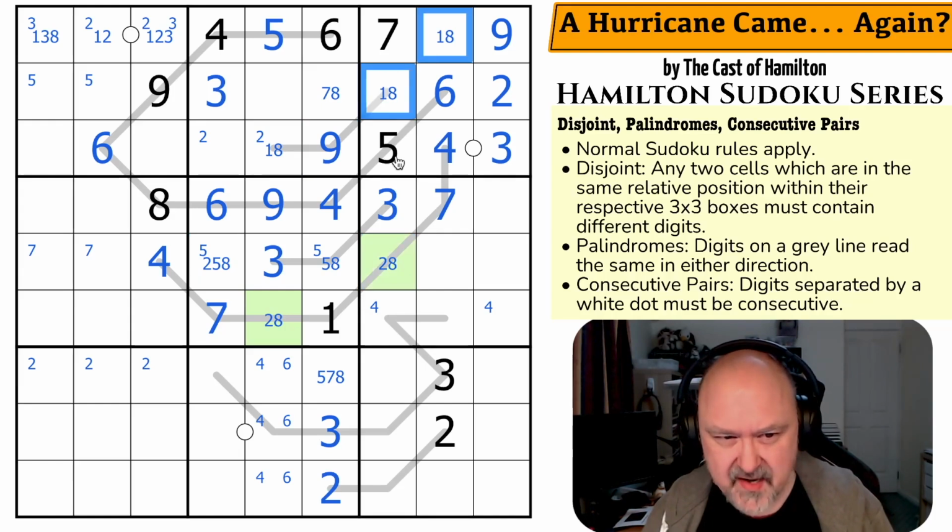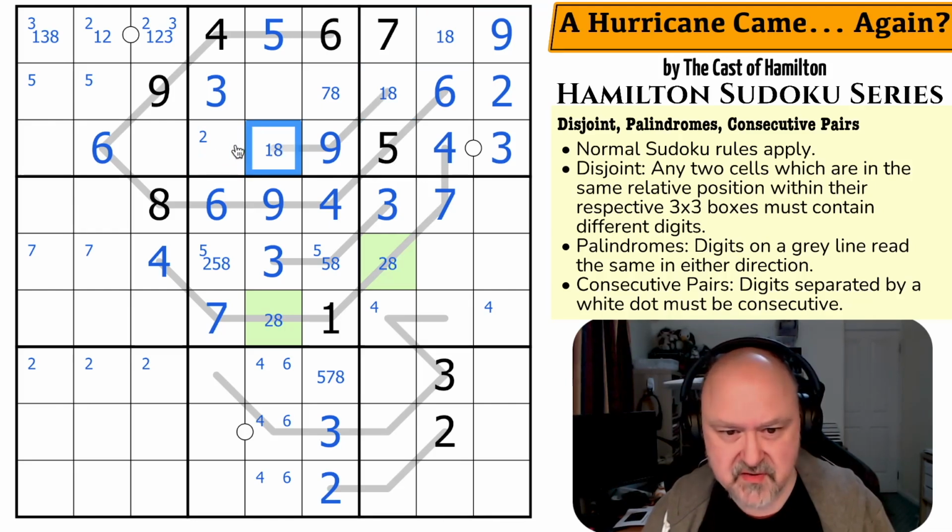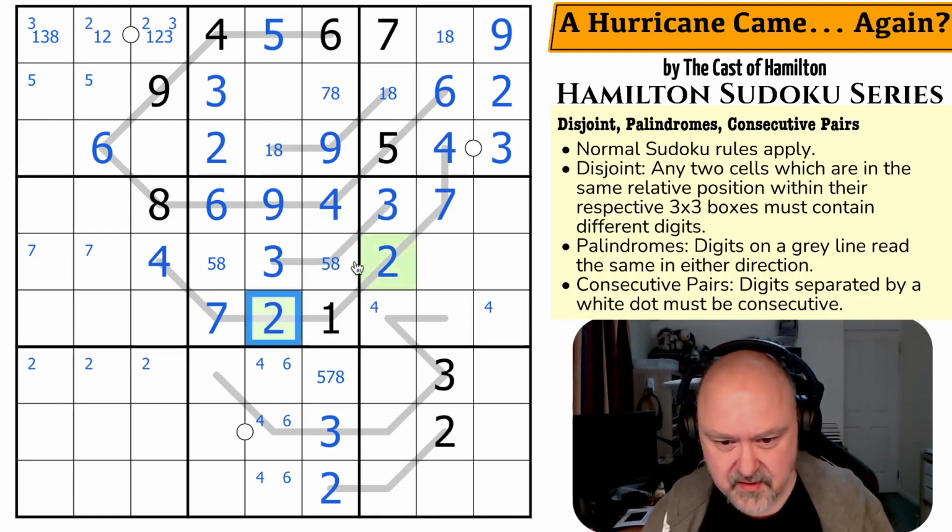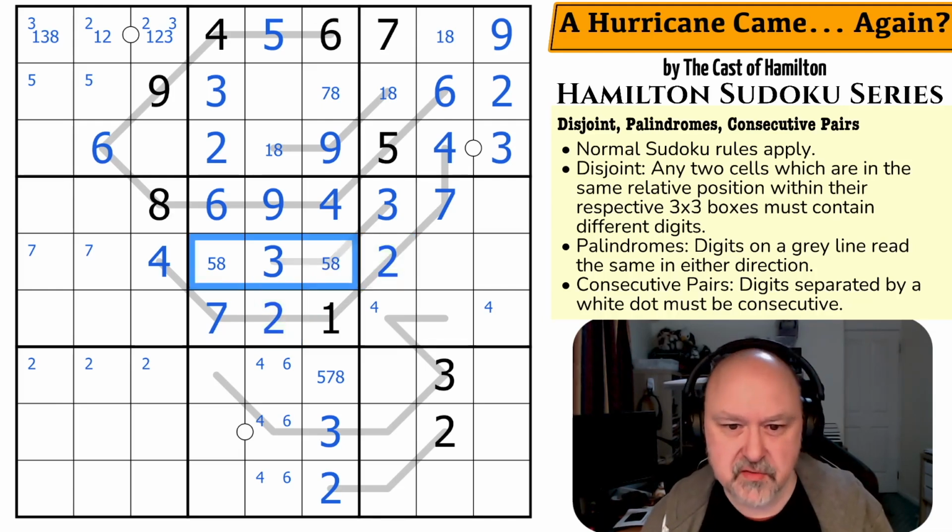So these are the 1, 8s. What? Oh, this isn't the 2 anymore. So this is the 2, which means this isn't the 2. This is a 5, 8 pair, and this is the 2. This is the 2. Green is done. That's a really nice, that's a beautiful resolution.